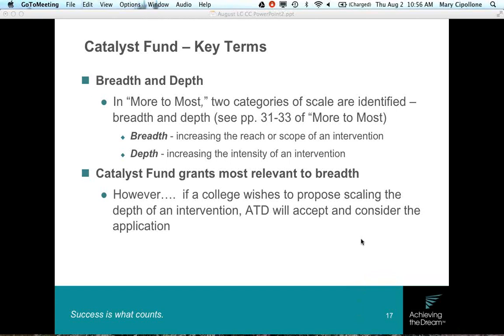Obviously, the Catalyst Fund grants best fit with proposals to scale the breadth of interventions, that is, increasing the number of students served. However, Achieving the Dream will accept proposals from colleges on scaling depth if a college really wants to investigate this. But again, the college should be sure to show how such a proposal could fit within the Catalyst Fund requirements.